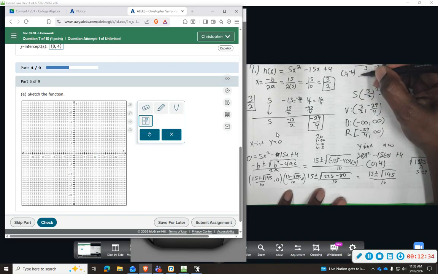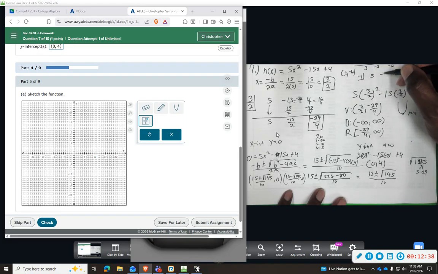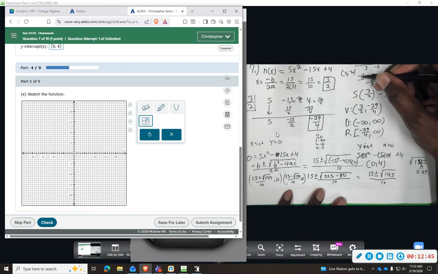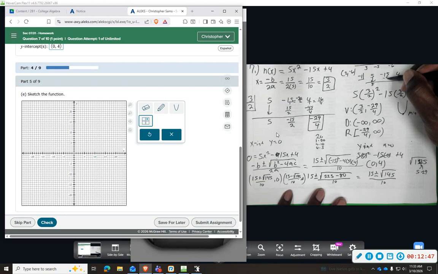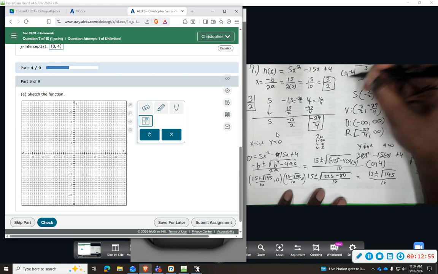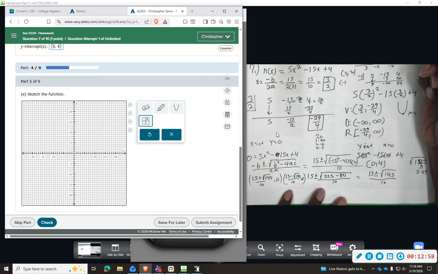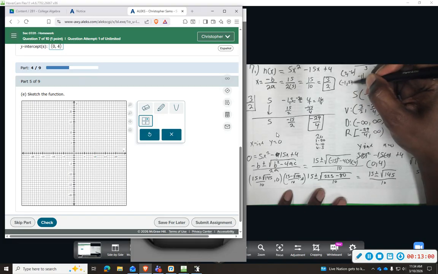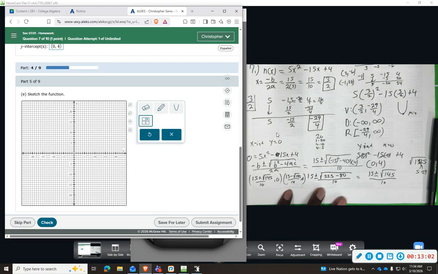And I'll do the same thing with -1. So 5, -15, and 4. Bring down the 5. -1 times 5 is -5. Add, we get -20. -1 times -20 gives me a +20. That gives me 24. So another ordered pair would be (-1, 24). Okay, so I'll use those two points in addition to my vertex.